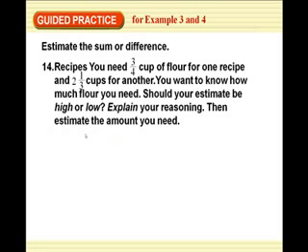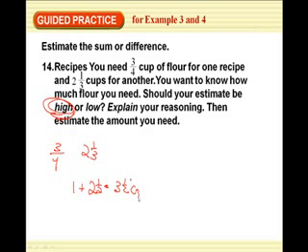Okay, number 14. You need 3/4 cup of flour for one recipe, 2 1/3 cups for another. You want to know how much flour you need. Should your estimate be high or low? Again, it should be high so you don't run out. Then estimate what you need. 3/4 is almost a cup. 2 1/3, I'm going to go ahead and round that to 2 1/2. Since I need a high estimate, I'm going to round everything up. So I'm going to say about 3 1/2 cups.